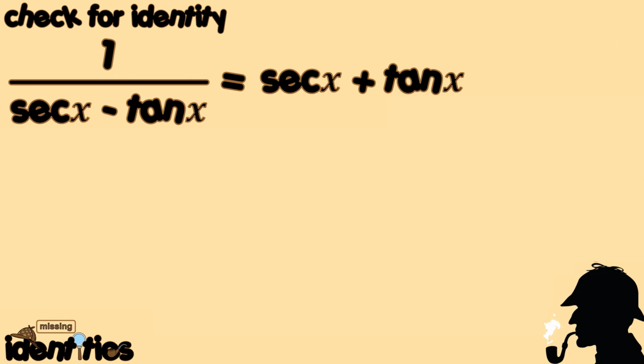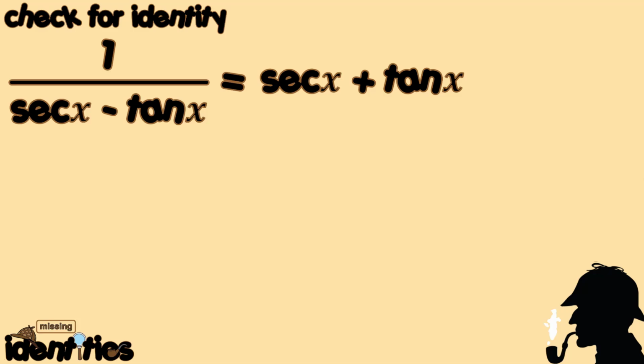Case number 29. We are to check or verify this given identity: 1 over secant x minus tangent x is equal to secant x plus tangent x. So we're going to apply necessary operations and equivalences for secant x and tangent x in such a way that we could arrive at an identity, or both sides will have the same expression.